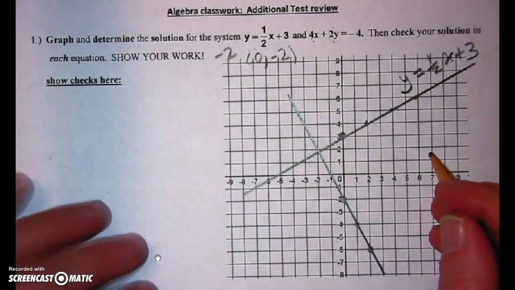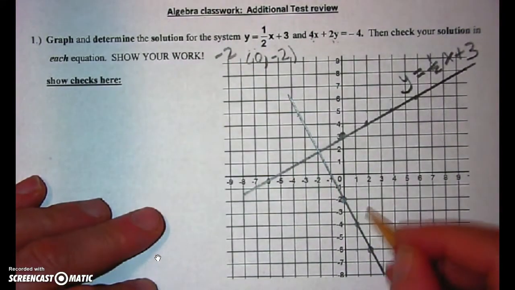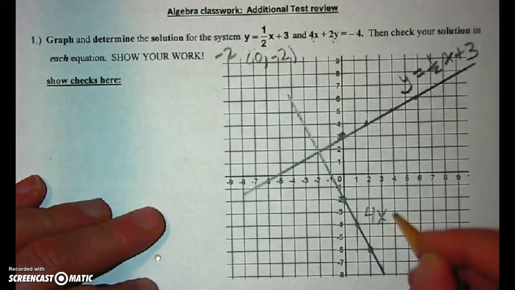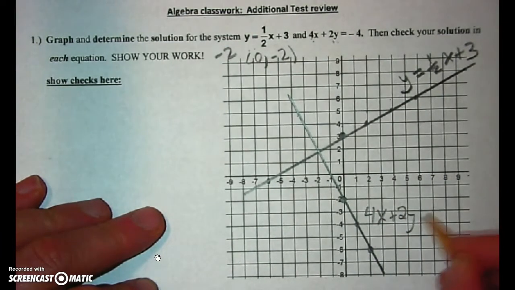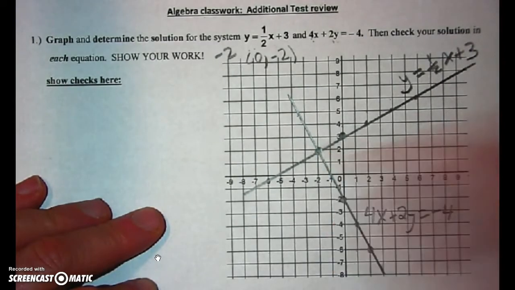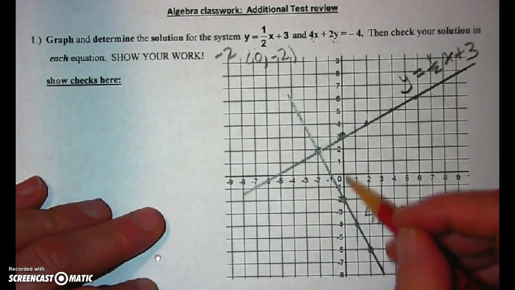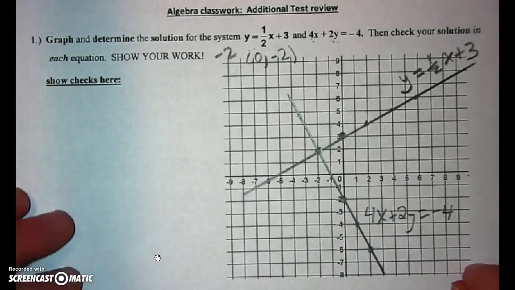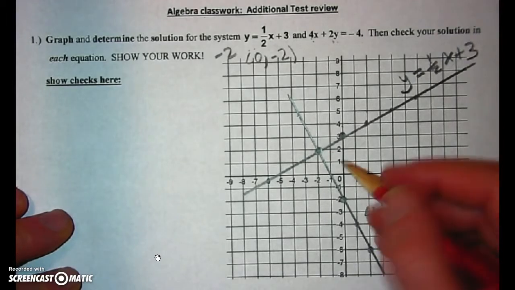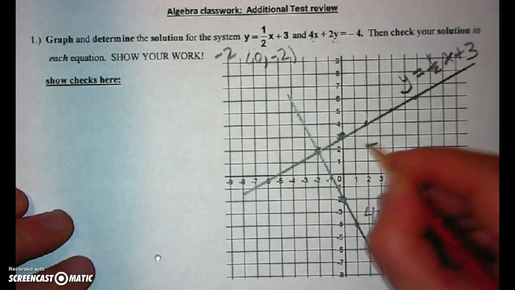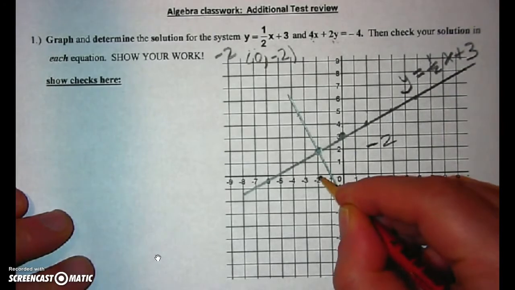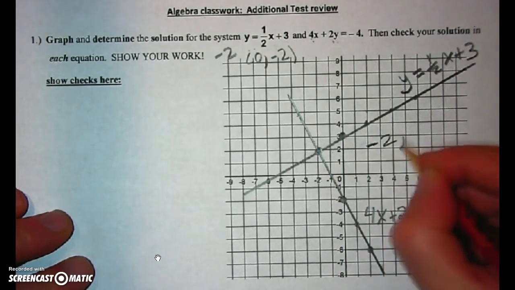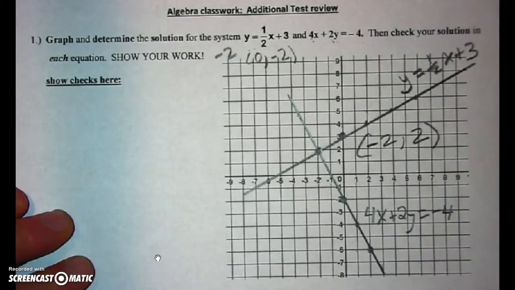So let's grab our second equation. Our second equation is right there, and we know that second equation is 4x plus 2y equals -4. So we have our point of intersection right there. And let's just check it. If we go up 2, back 1, up 2, back 1, yep, works there. So that point of intersection is -2, back to the left 2, and up 2. So it's -2, 2.